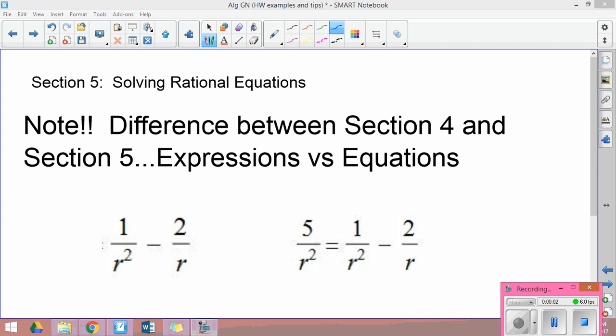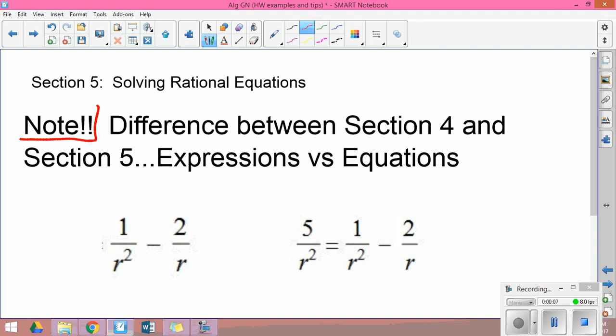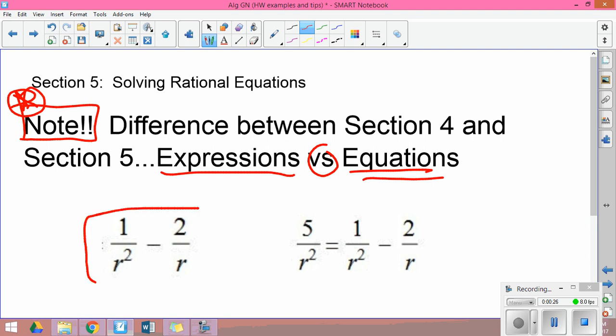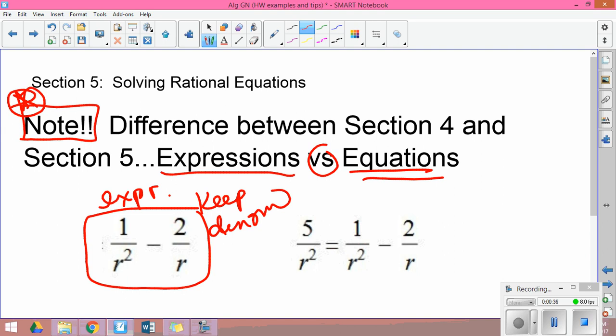Now, before we get deep into section 5, I want to make a huge pay attention. The difference between section 4 and section 5 is a matter of an expression versus an equation, and we have different rules for handling those fractions if you're dealing with an expression or if you're dealing with an equation. So this is an expression, and you must keep your denominator because we don't have a way to balance.